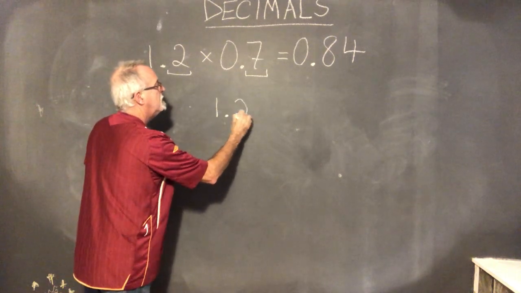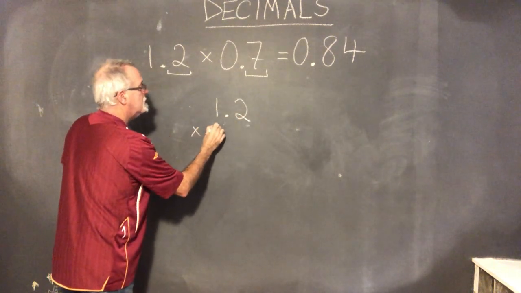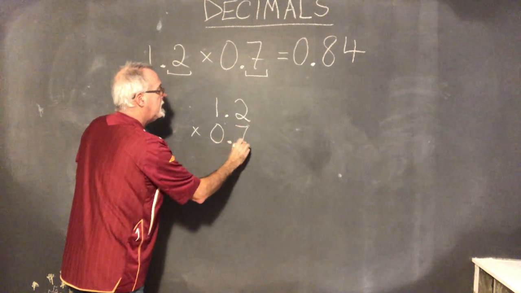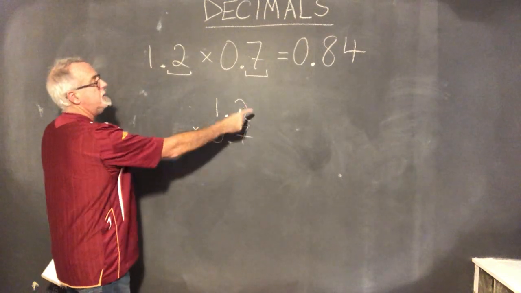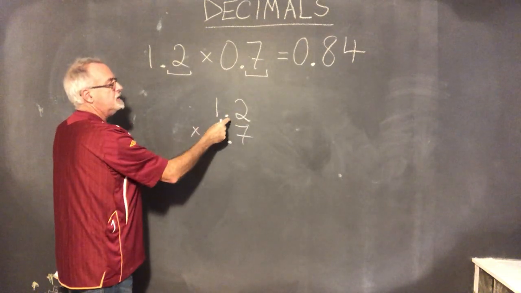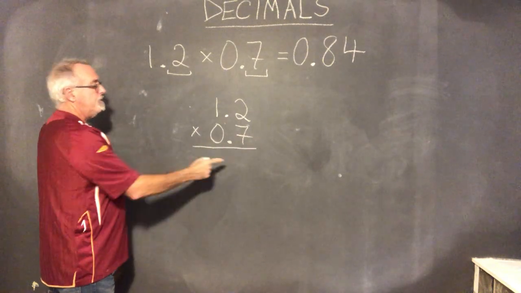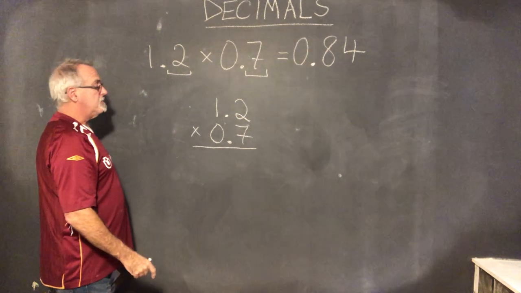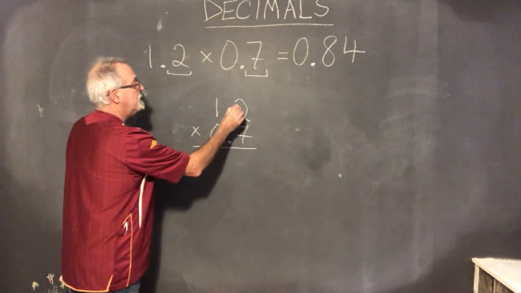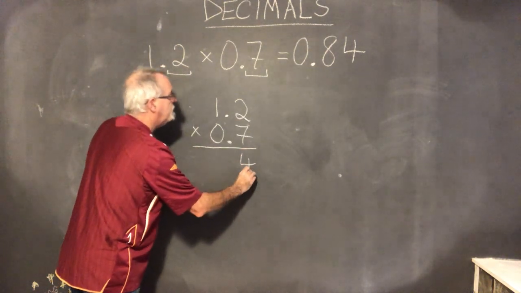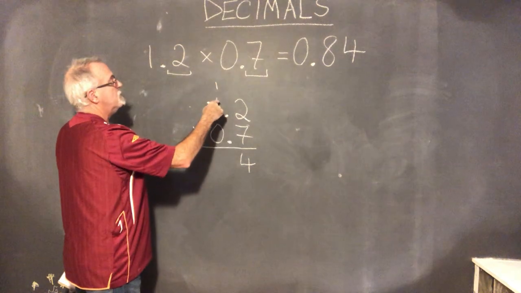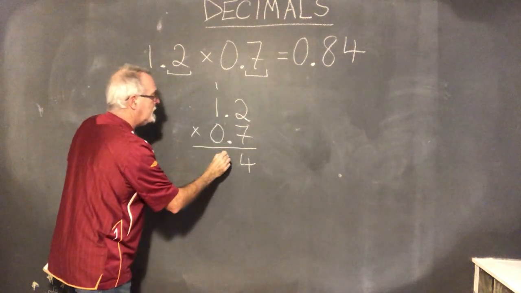1.2 times 0.7. And again, I'm lining up the 7 and the 2. And it's just a coincidence that the decimals also lined up. And I'm not putting a decimal down here because this is multiplication. 7 times 2 is 14, so I write the 4 and I carry a 1. 7 times 1 is 7, plus the 1 I carried is 8.